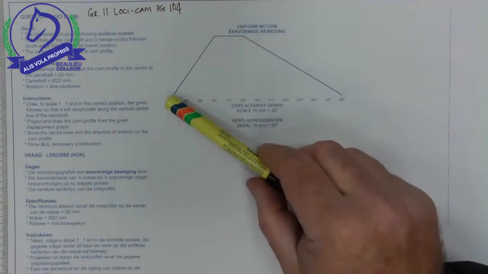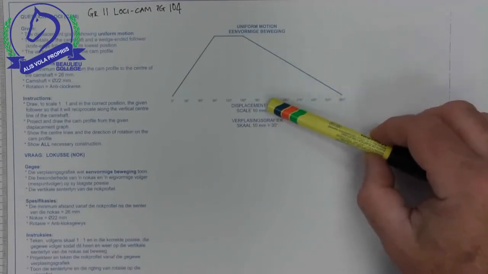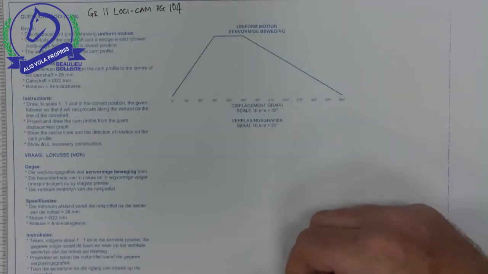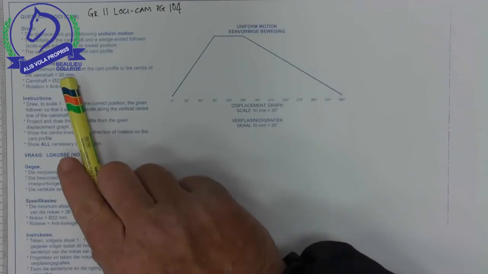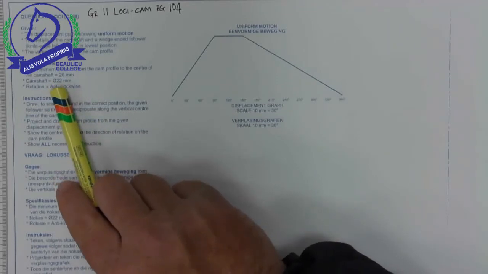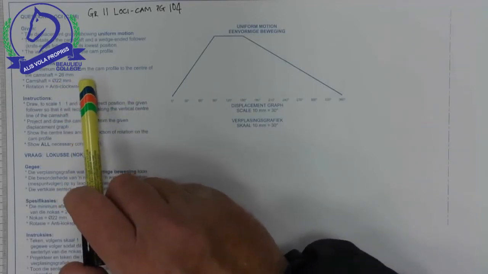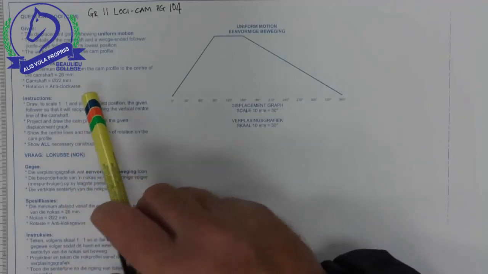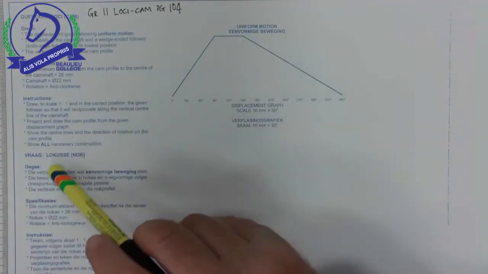Now this is obviously the introduction into this, and they've given you this. Generally you won't be given the displacement graph, you would have to draw it as well. So what they want you to do, the specifications: the minimum distance of the cam profile to the center of the cam shaft is 26. The cam shaft has a diameter of 22. The rotation is anti-clockwise. Always remember that you must label in the opposite direction.